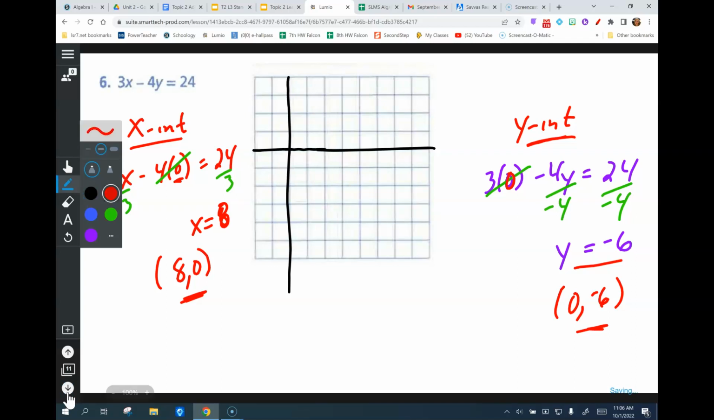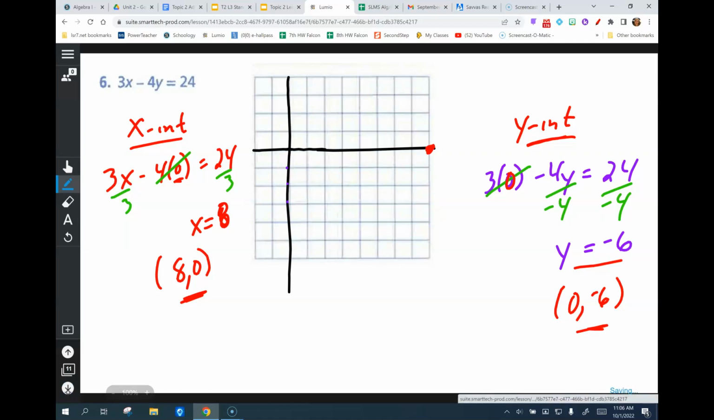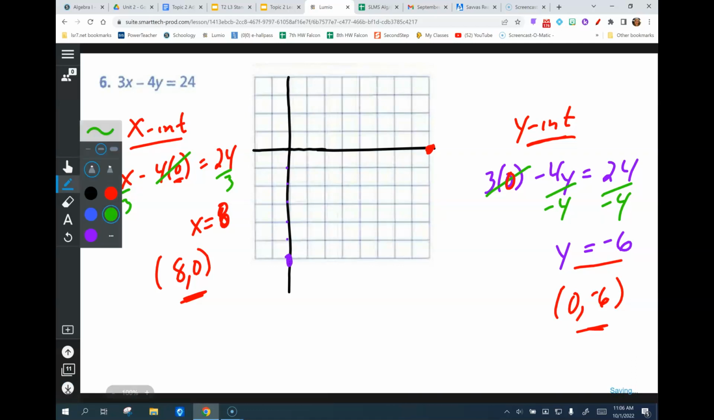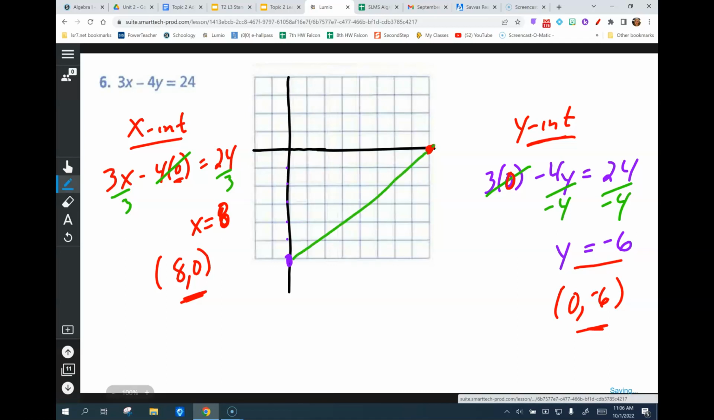So I have my x-intercept, which is 8. 1, 2, 3, 4, 5, 6, 7, 8. And I have my y-intercept, which is negative 6. 1, 2, 3, 4, 5, 6. And then I draw my line. Okay, but you could see one little mistake and your line would have been going in a totally different direction. So you just have to watch for that.